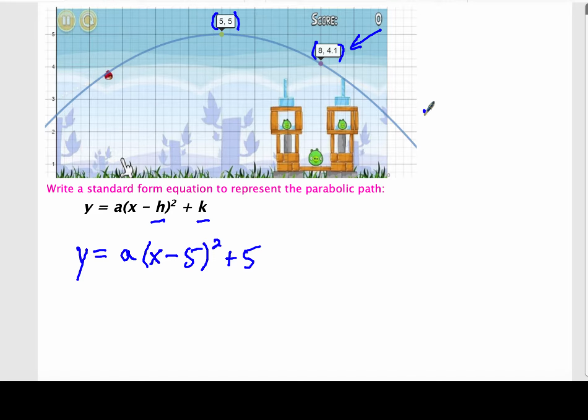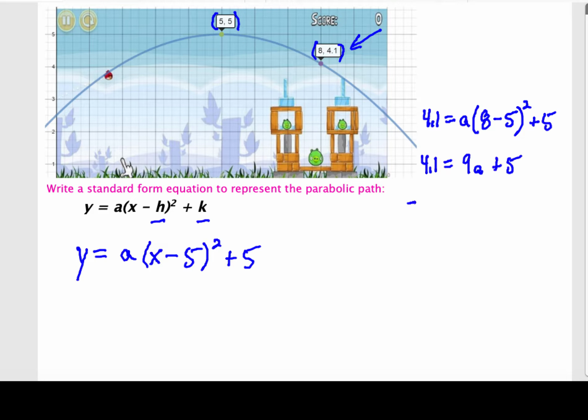If y is 4.1, we would be equal to, again, we don't know what a is, but we know that the x value is 8. We know that our x of the vertex was 5, so we're minus 5 squared. And we knew the y value of the vertex was 5. Now if we simplify a little bit, that's 4.1 equals 8 minus 5 is 3, squared would have been 9 times a, and then we're plus 5 at the end.